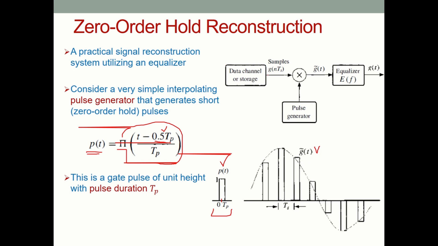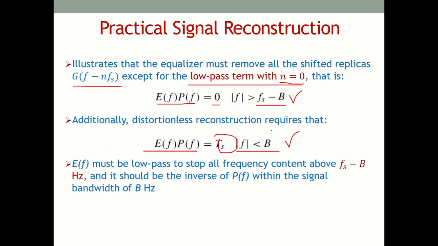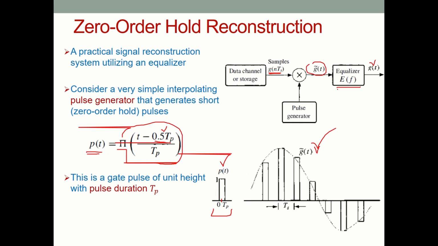If we plot a block diagram of this mechanism, we have the samples g(nTs), which are obtained through impulse train sampling. We multiply the pulse generator p(t) with these samples and we get this g'(t), which is plotted here. And now we have to pass it through an equalizer filter E(f) to get g(t). We know that the equalizer filter needs to have these two properties, but we are not sure about the shape of the filter. Remember, the shape of E(f) will depend upon the shape of p(t). Here, as an example, we have used a rectangular shaped p(t).